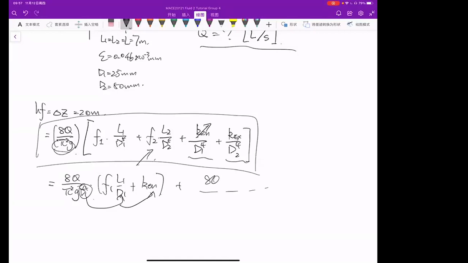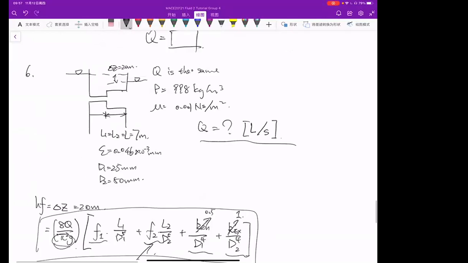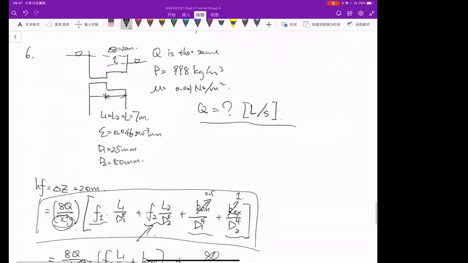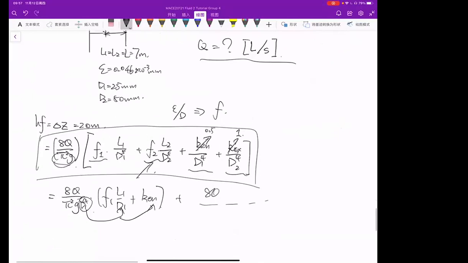Again, K entry is 0.5, as we discussed previously, K exit is 1. For F2 and F1, again, you need to follow the assumption here. Since you have epsilon and D, you could find F. And after you get your volume flow rate, you need to go back to check if that fits your assumption. But in most cases, since they ask you to do so, or hint you to do so, it should meet the requirement. That's why I'm not satisfied with this problem, because sometimes you check back and you find it's not. That is quite rubbish.